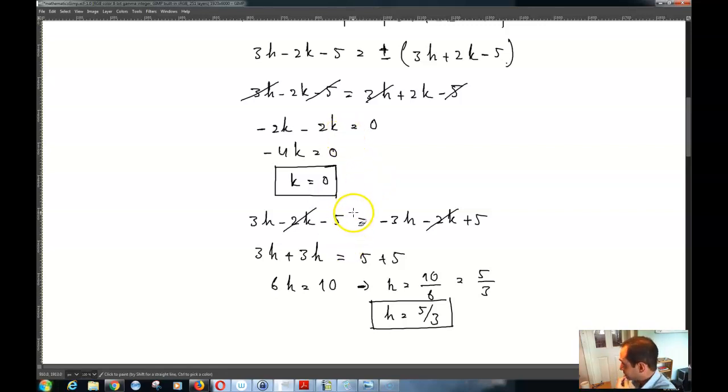Now let's go through the solution and see what happens. So basically, the same thing happens over here as well. Solving these two relations, we get k is equal to 0 or h is equal to 5/3. Thus the point h comma k satisfies the equations y is equal to 0 and x is equal to 5/3.